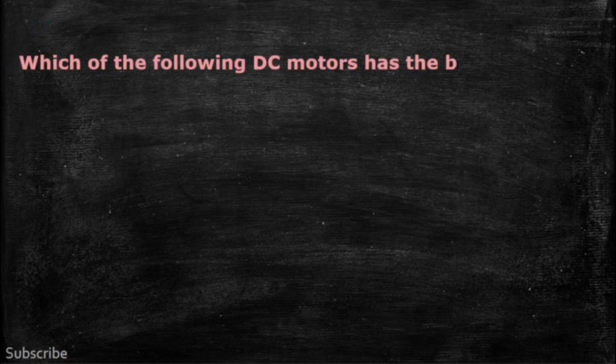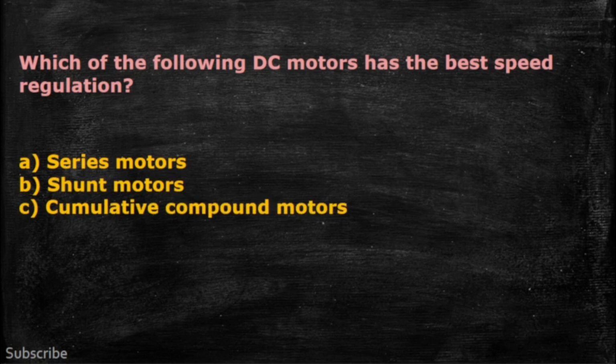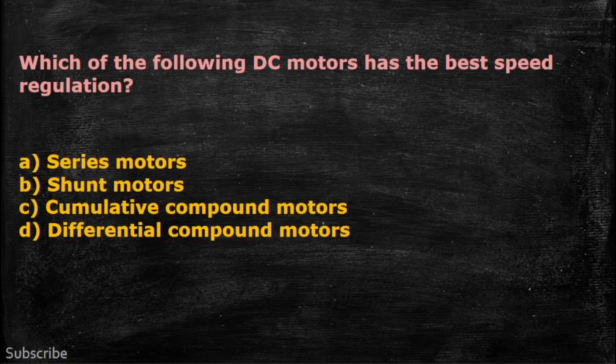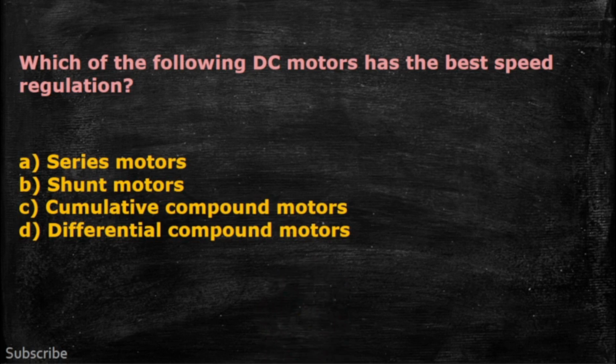Question number 14. Which of the following DC motors has the best speed regulation? A. Series motors. B. Shunt motors. C. Cumulative compound motors. D. Differential compound motors. The correct answer is letter B, shunt motors.